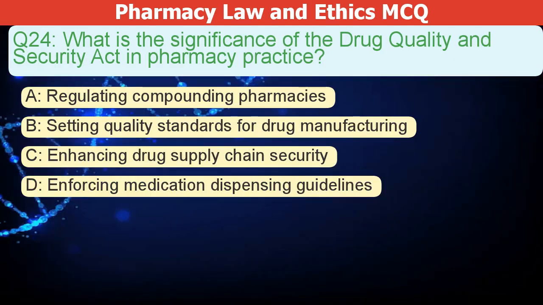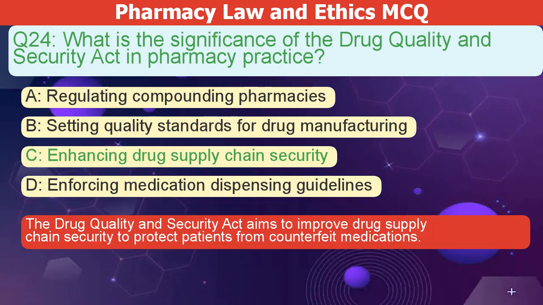What is the significance of the Drug Quality and Security Act in pharmacy practice? A. Regulating compounding pharmacies. B. Setting quality standards for drug manufacturing. C. Enhancing drug supply chain security. D. Enforcing medication dispensing guidelines. The correct answer is C. The Drug Quality and Security Act aims to improve drug supply chain security to protect patients from counterfeit medications.